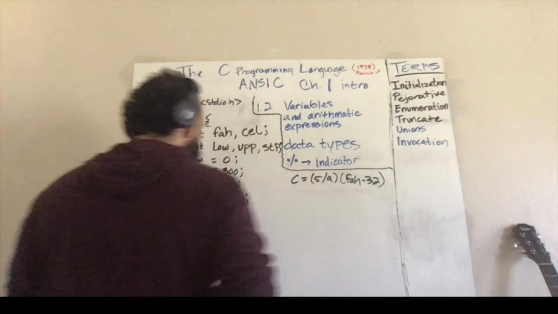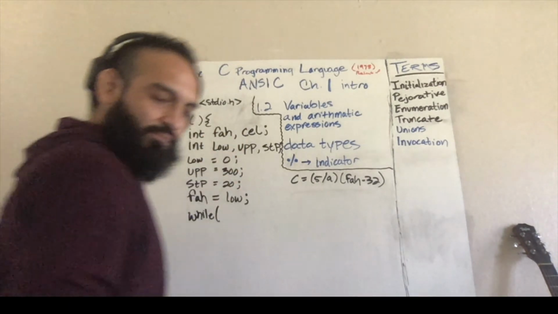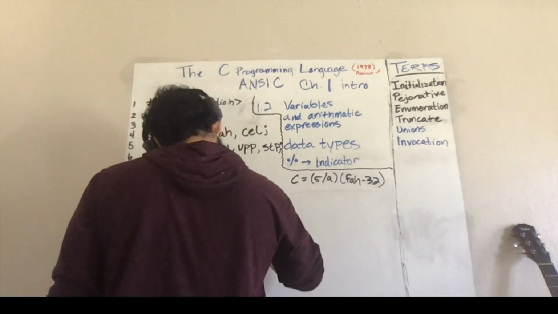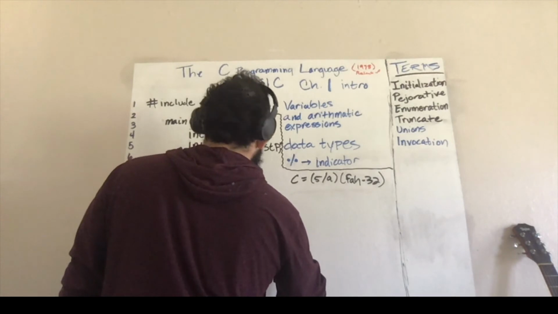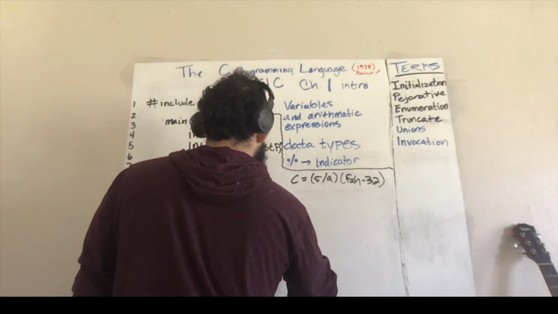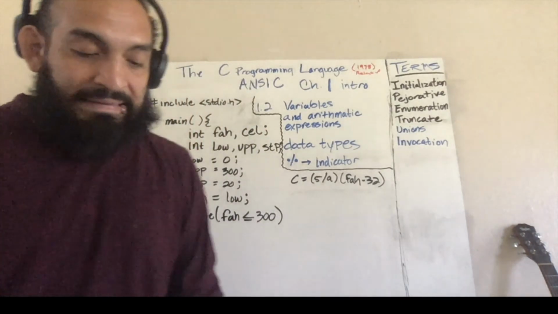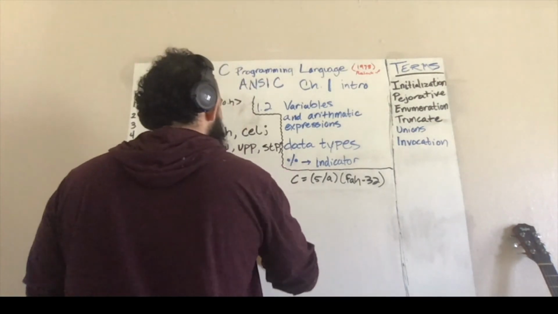While Fahrenheit is less than or equal to, or upper, sorry, not 300. 300, we are Sparta.